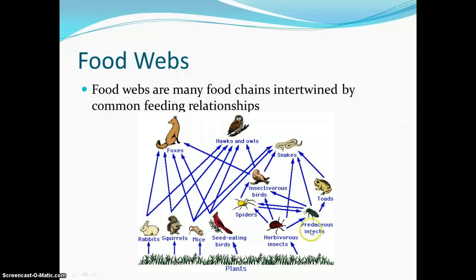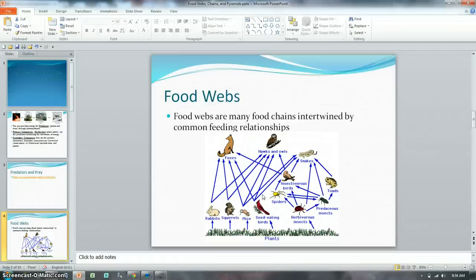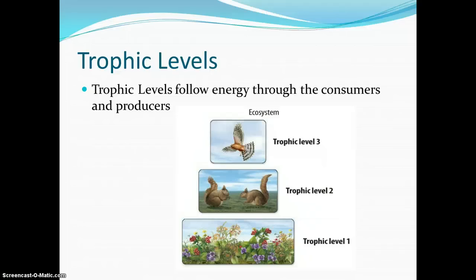There's some predaceous insects that are going to eat other insects, but then toads come along and eat them. The toads are also going to eat the herbivorous insects as well. So there's a little bit more confusion here, and this is why we call it more of a web. My apologies. Okay, so that's just a general, food webs follow the food.